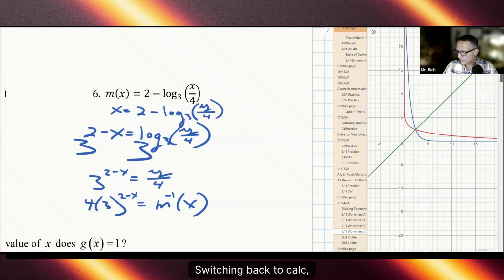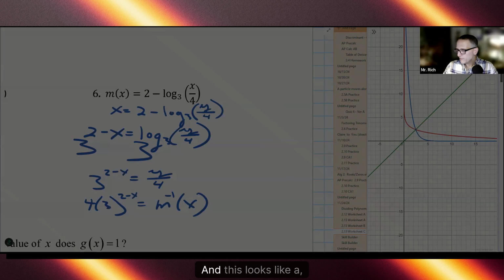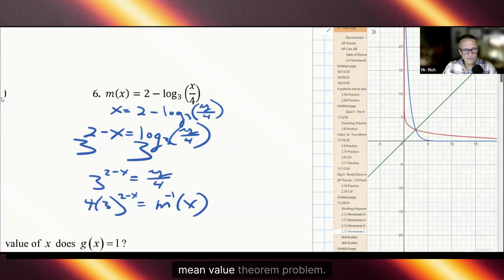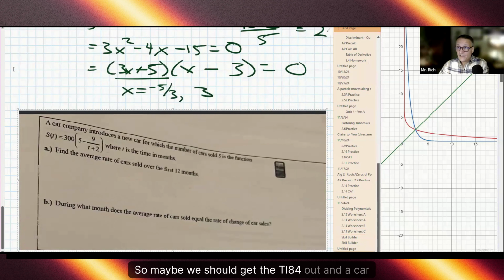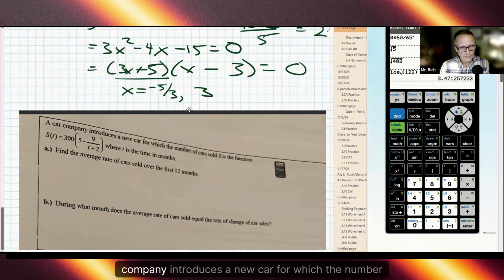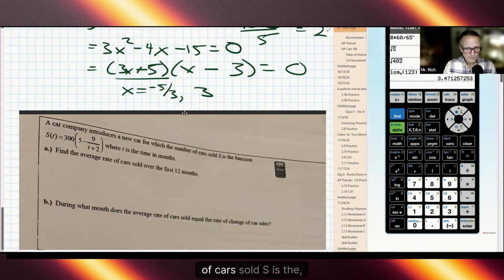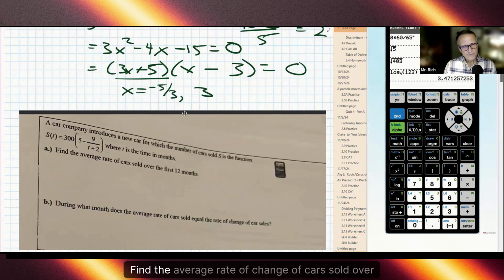Switching back to calc, I'm going to grab another question here from Taylor. And this looks like a mean value theorem problem. Calculator active, it looks like. So maybe we should get the TI-84 out. A car company introduces a new car for which the number of cars sold, S, is the function S of t, where t is the time in months. Find the average rate of change of cars sold over the first 12 months.